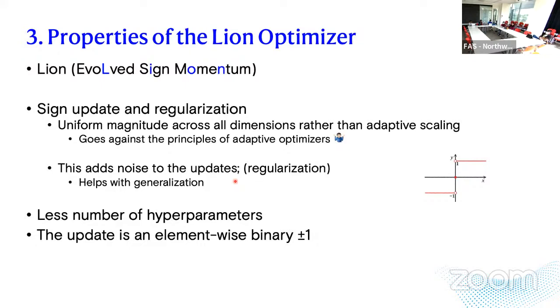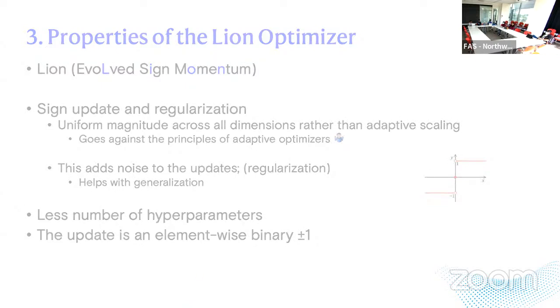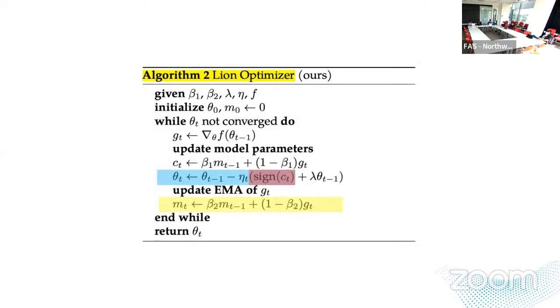Can you go back to the previous slide? Sure. So what is clipped exactly? CT is actually a linear combination of the past first moment and the current gradient. So this is the current gradient.